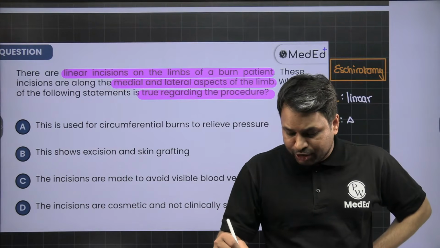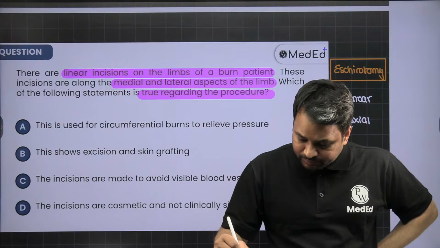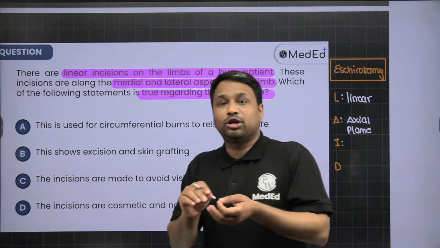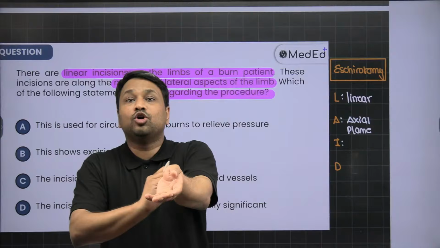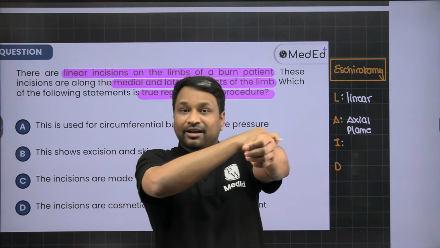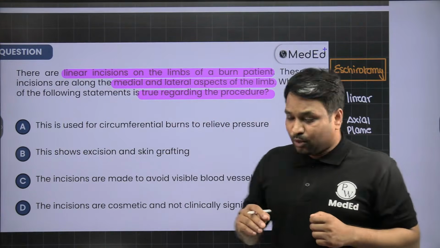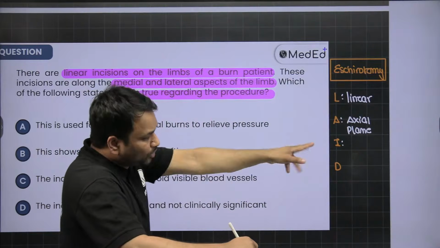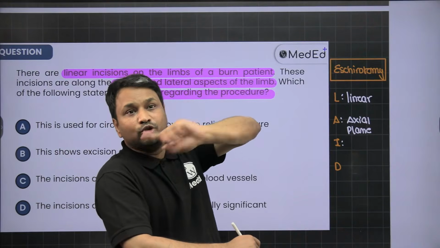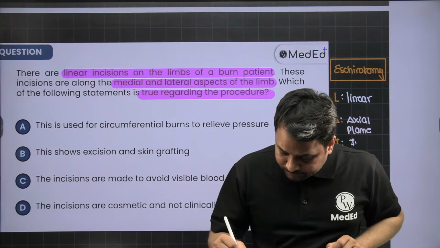A: the incision should be in the axial plane. I stands for, whenever you're doing an escharotomy, you have a burnt area and normal skin. Tell me, in which area would you like to incise it? Would you like to put the incision onto the normal skin or onto the burnt area? Quickly tell me.